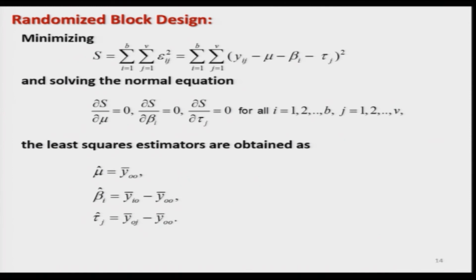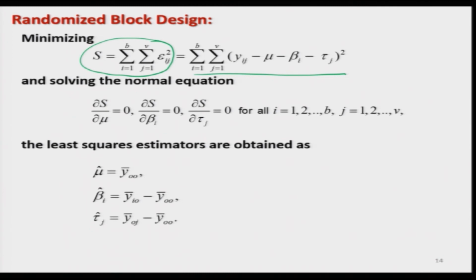You first write down the sum of square due to error, which is the double summation, i goes from 1 to B, j goes from 1 to V, of epsilon square ij, which is equal to the double summation of (yij minus mu minus beta i minus tau j) whole square.